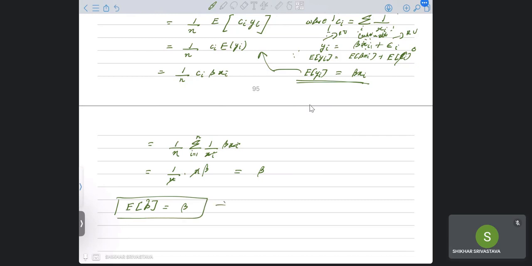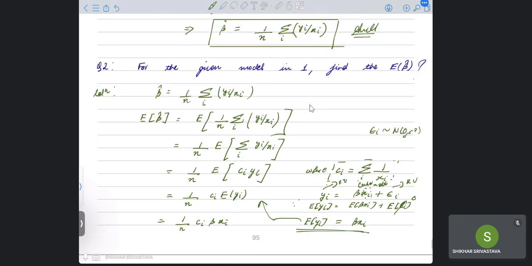This implies that beta cap is an unbiased estimator of beta. And this is the answer. So you have to just select this option. So this was the answer of the second question.